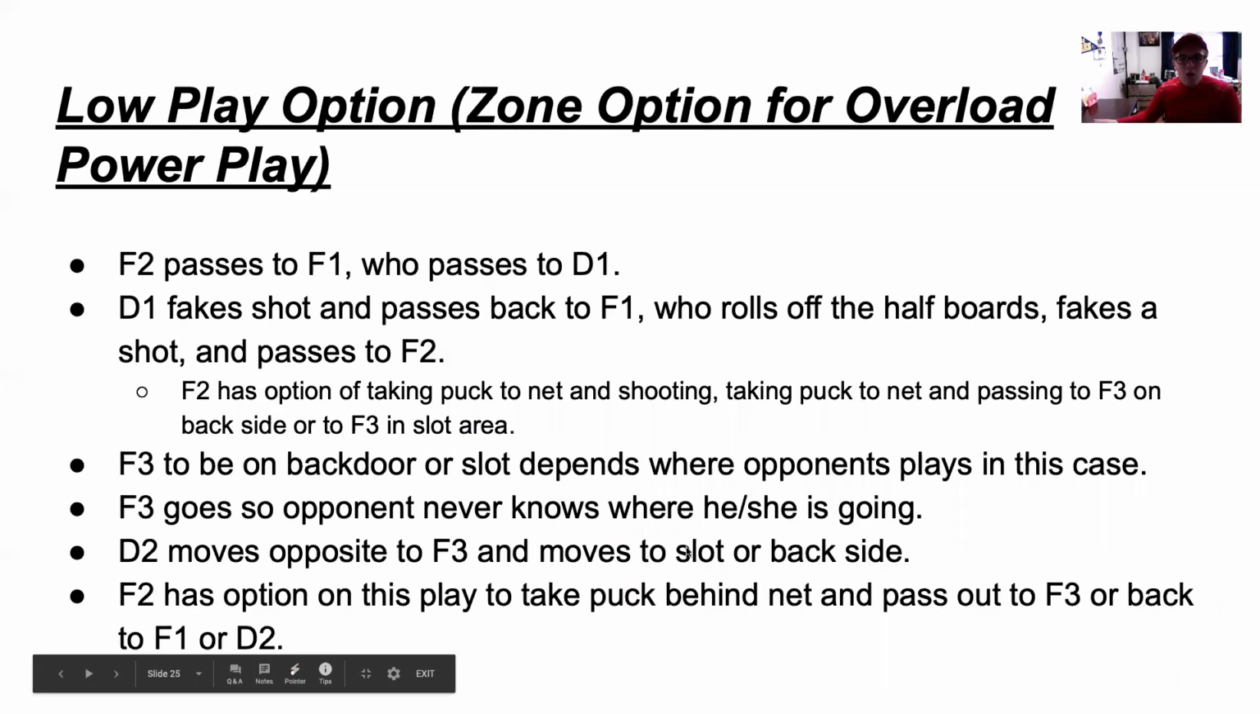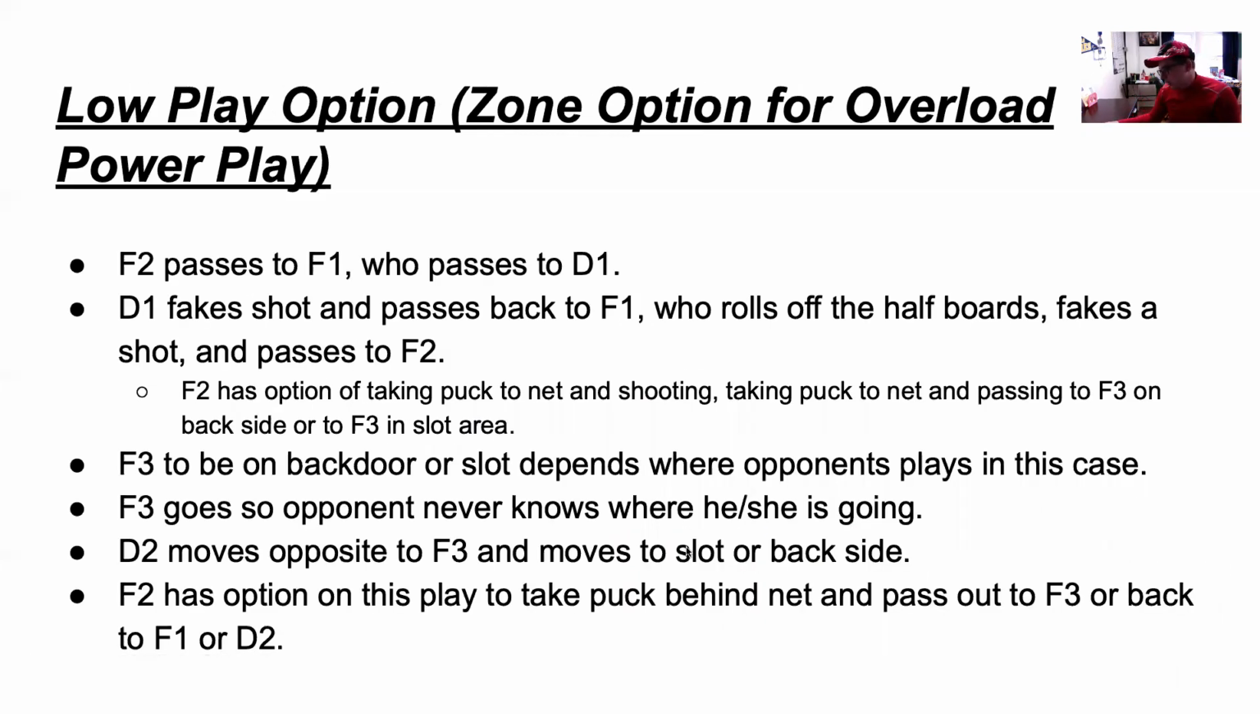Okay, and then we have the below zone option for the overload power play. Okay, so F2 passes to F1, who passes to D1. D1 fakes a shot and passes back to F1, who rolls off the half board, fakes a shot and passes to F2. F2 has the option of taking the puck to the net and shooting, or taking the net to the puck and passing to F3 on the backside or to F3 in the slot.